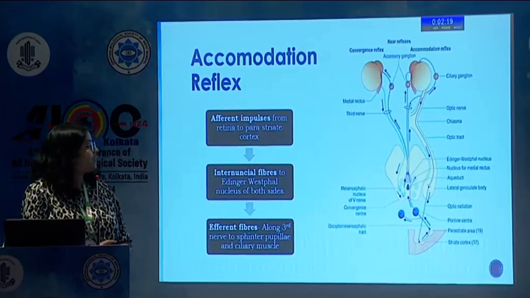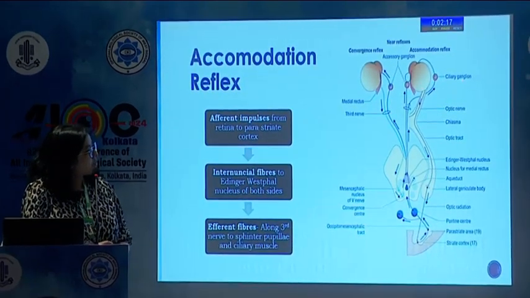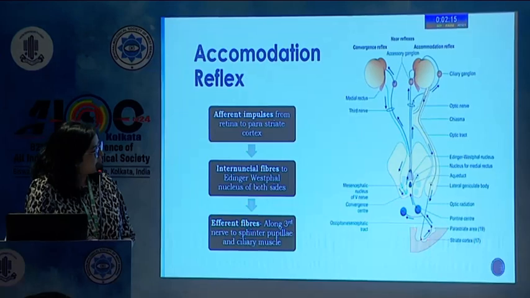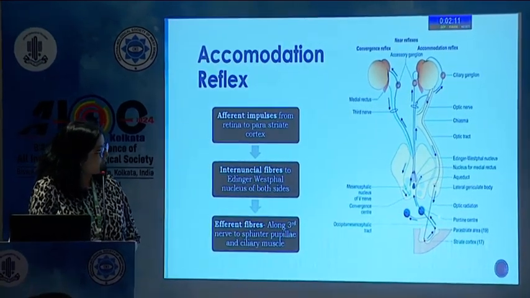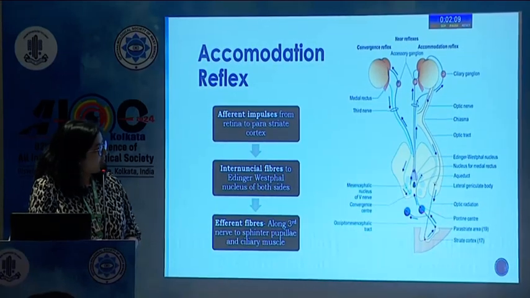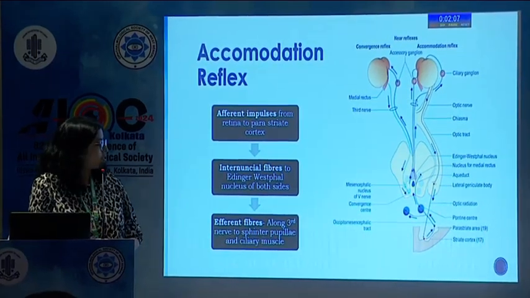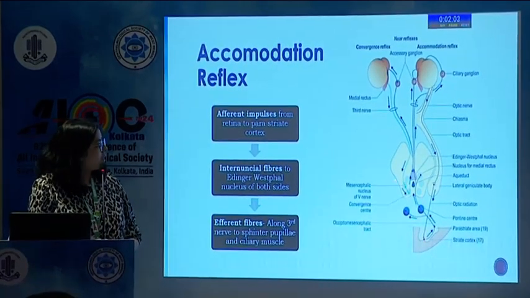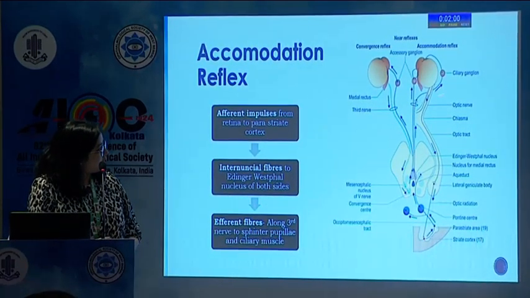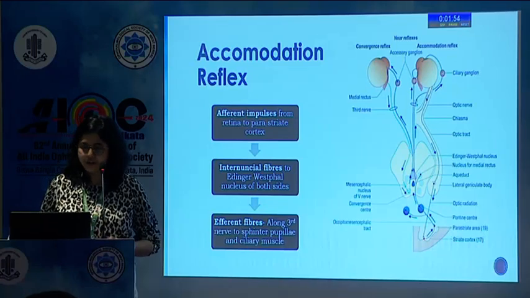The accommodation reflex pathway starts from the retina and goes all the way up to the striate cortex via the optic nerve, optic chiasma, optic tract, and the internuncial fibers supply the bilateral Edinger-Westphal nucleus via the occipitomesencephalic tract. And the efferent pathway along the oculomotor nerve supplies the accessory ganglion and the ciliary ganglion and innervates the ciliary muscle and the sphincter pupillae muscle.